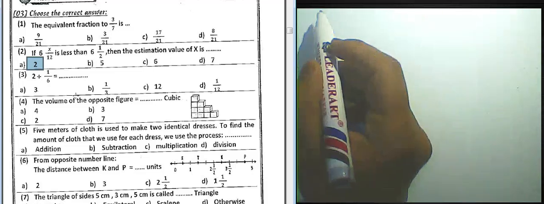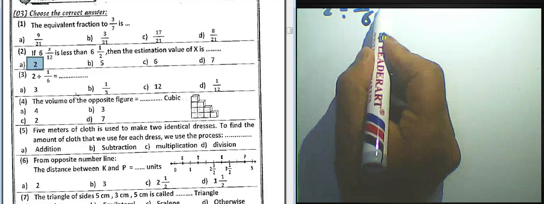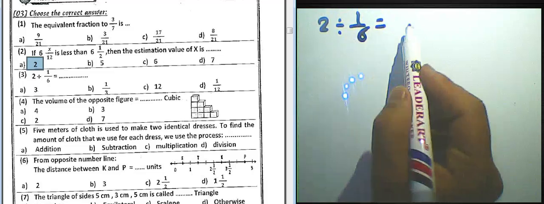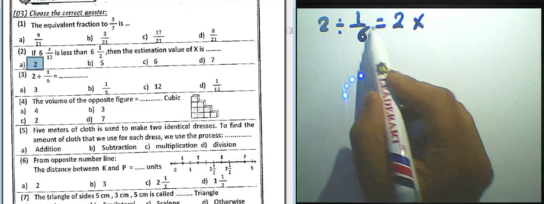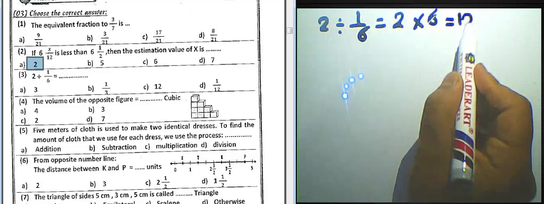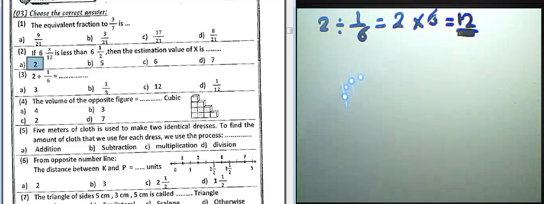2 and 1 over 6, we must divide it. 2 divided by 1 over 6. Write 2 here. Convert from division to multiplication and write 1 over 6, it will be 6. 2 times 6 equal what? Equal 12. Choose letter C.